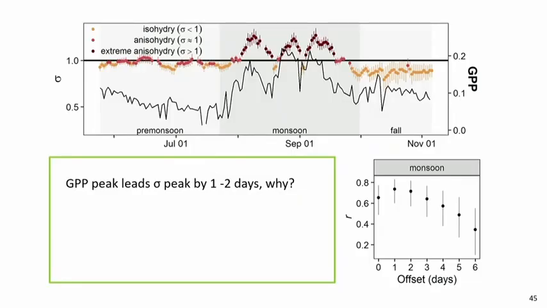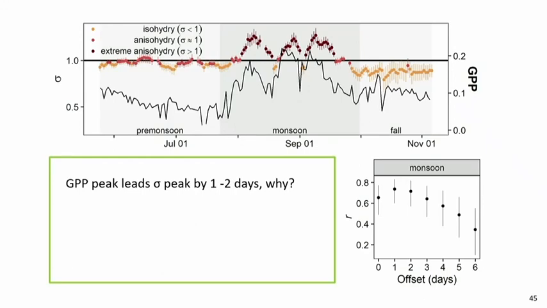Now, if any of you were examining that first time series really closely, here it is again. You might notice that the peaks of these don't line up very well. The peaks of where the extreme anisohydry occurs and the timing of when GPP peaks don't line up perfectly. And since I'm very interested in the timing of things, I was like, what is going on? Why don't they match? Shouldn't they match perfectly?